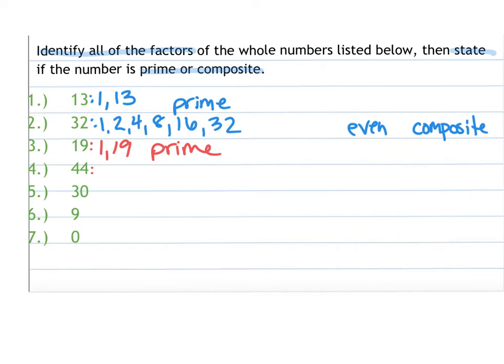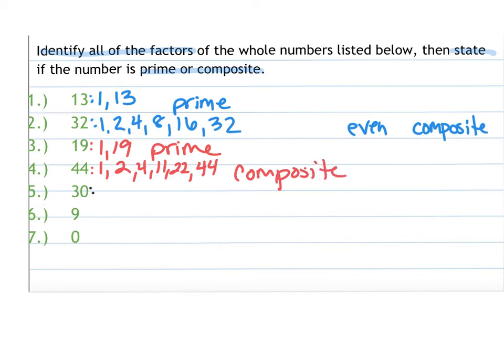44, again, is even, so right away I'm assuming it's composite, but I know that's 1 and 44. It's even, so 2 and 22, and then 4 and 11. So those are all the factors, and that's composite. Maybe you're ready to try some on your own. Make sure you do it.